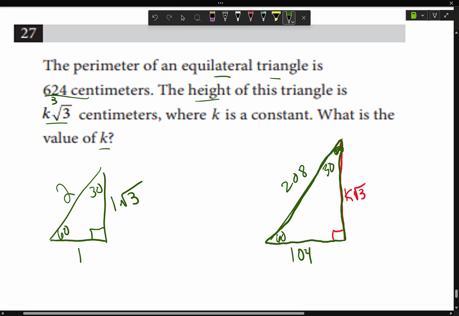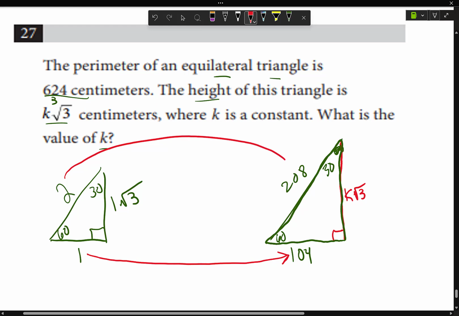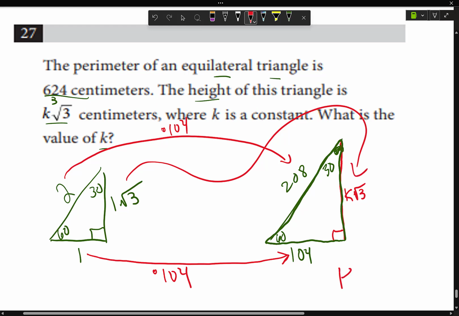So if we see here pretty quickly, all we've done in this problem is we've taken the shortest side and we've scaled it by 104, which means this, you should also notice, we've multiplied by 104. So that means this third side is also multiplied by 104, which means k is just 104.